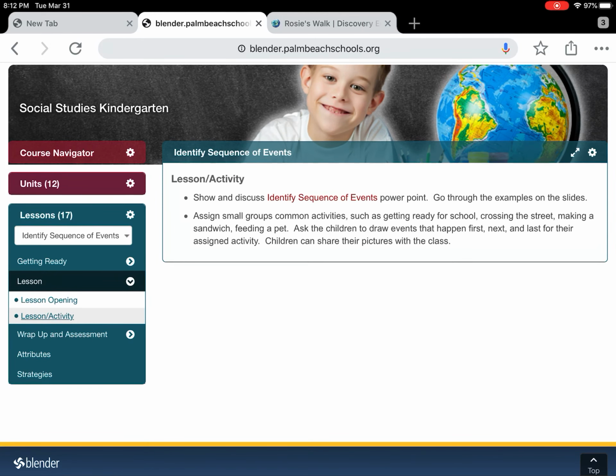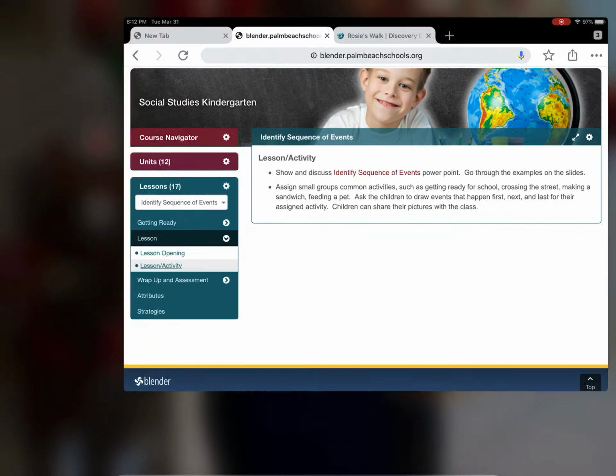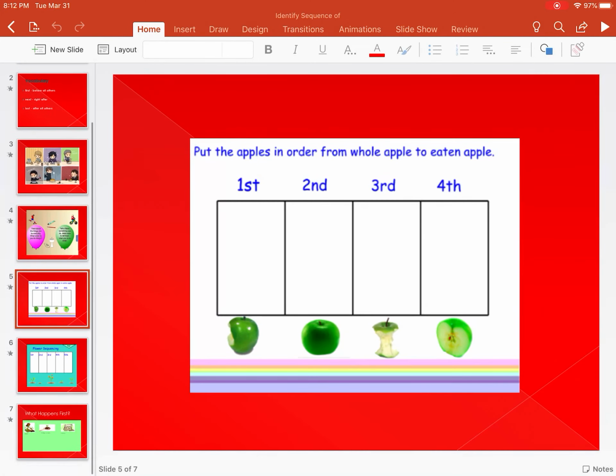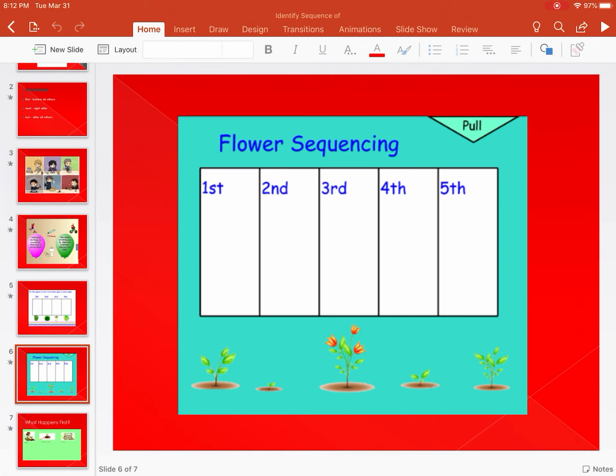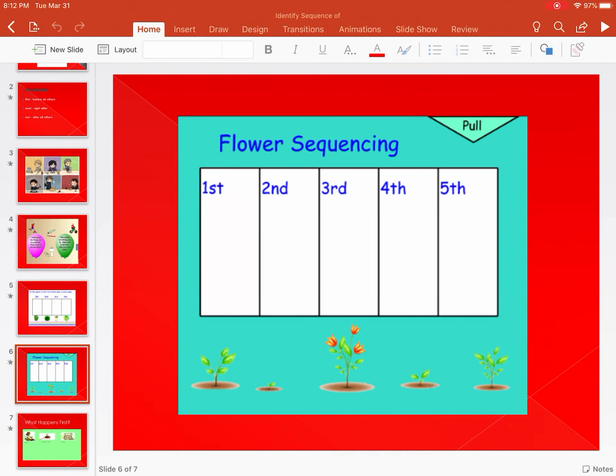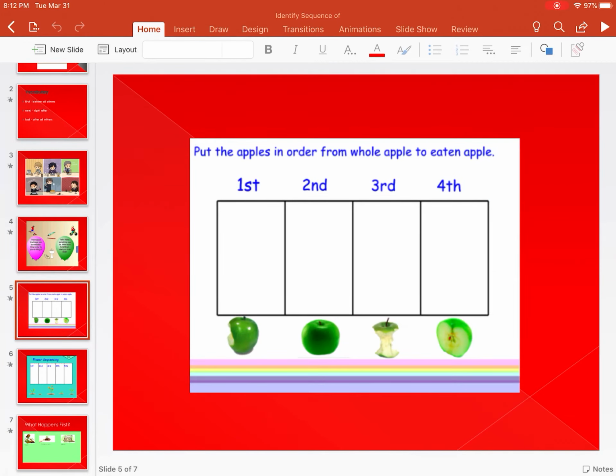In your activity, when we were looking at the PowerPoint, we went through the slides, and I was telling you how the apple being eaten was not in order, and also planting a flower was not in order. So by looking at these pictures, you will have to tell me which one goes first. So the apple, the second one goes first. Then it will be the next one, and then so on. You would tell me this verbally in the chat.